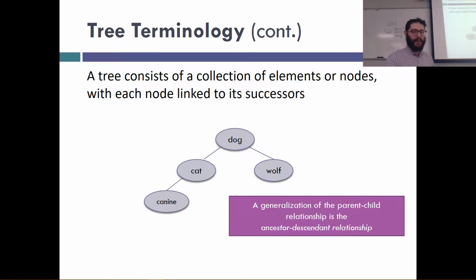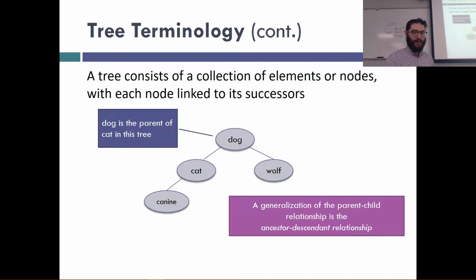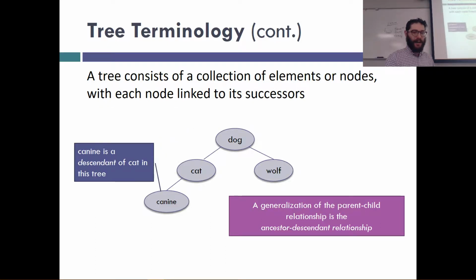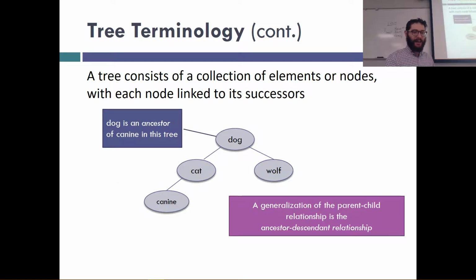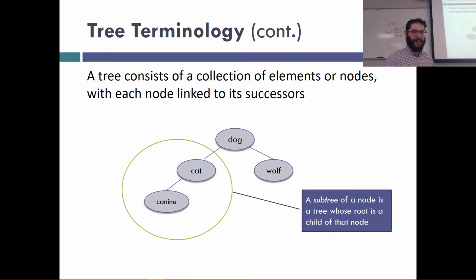Right, and again, they're getting into the parent. The generalization is the ancestor-descendant relationship. Dog is the parent of cat. Cat is the parent of canine. Canine is a descendant of cat. Dog is an ancestor of canine, right? All that stuff. All right.